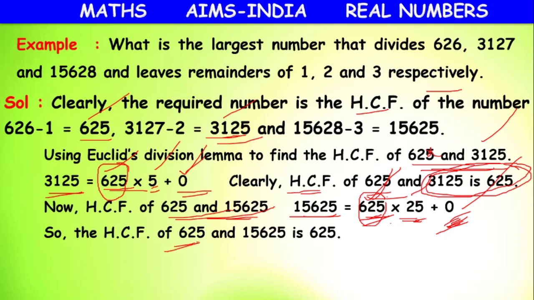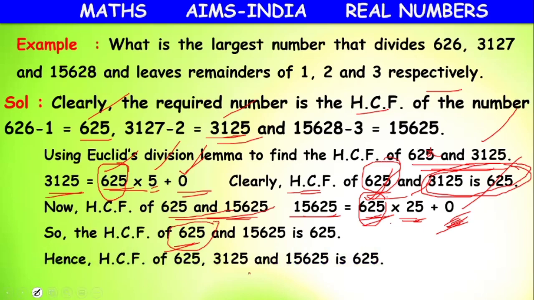If we got another number in the first case or second case, we would have to divide both of them again. But we have got the same number in the first case and the same number in the second case. So for the given three numbers, that 625 will be the HCF.